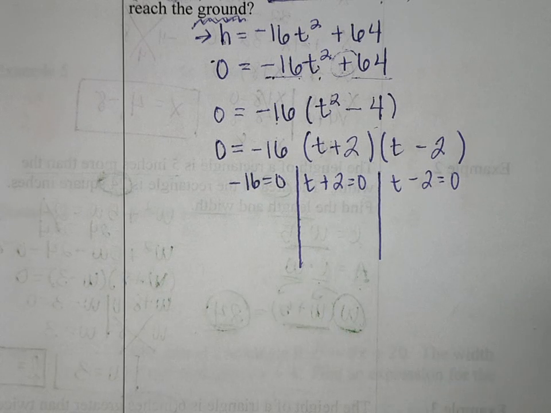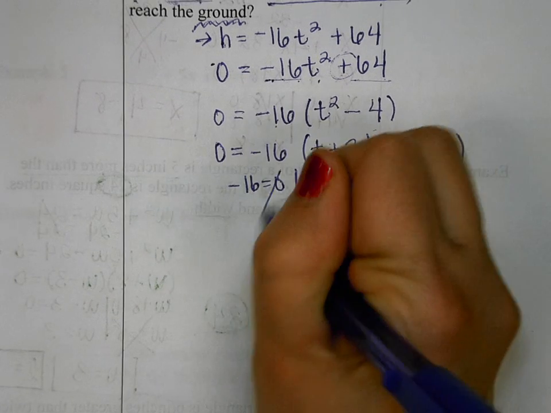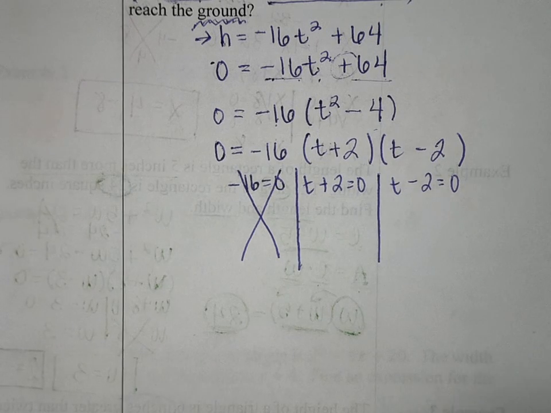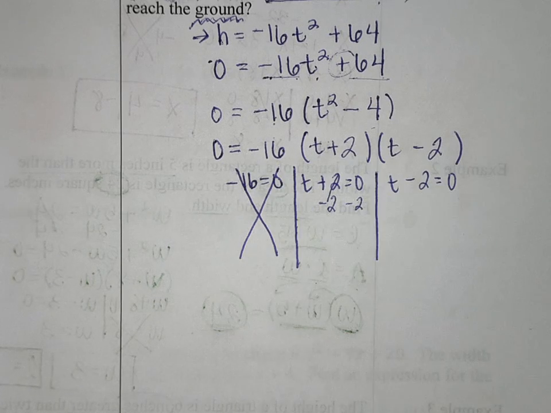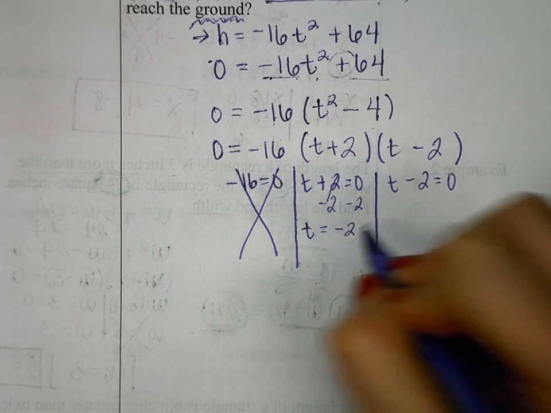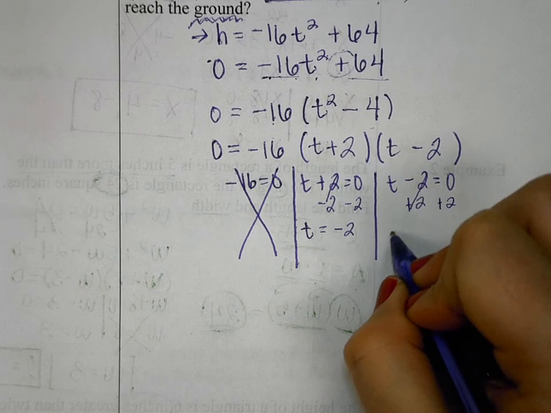Okay, let's think about it. Can negative 16 ever equal 0? No, so it's impossible. So go ahead and cross it off. Okay? T plus 2 equals 0. I subtract 2 from both sides. And that gives me t equals negative 2. You can't have negative 2 seconds. And t equals positive 2.